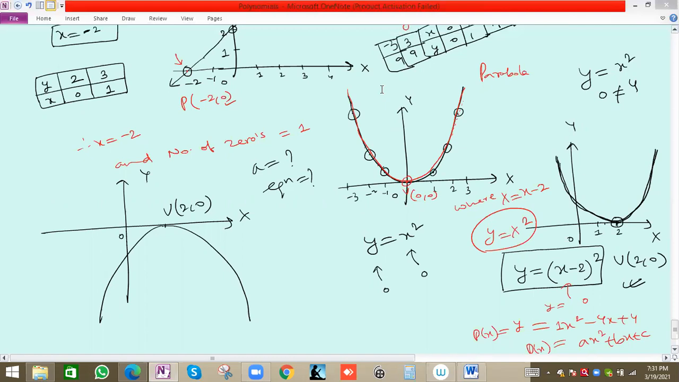First one is y is x square. We can cross verify, because if we put the vertex value of x, then we get the y value: x is 0, y is 0. For the second one, the vertex is shifting on the x-axis, so the x value will change, y will be equal to x minus 2 whole square, because if you put 2 now, then y will be 0, right? And we get the value of a as 1.